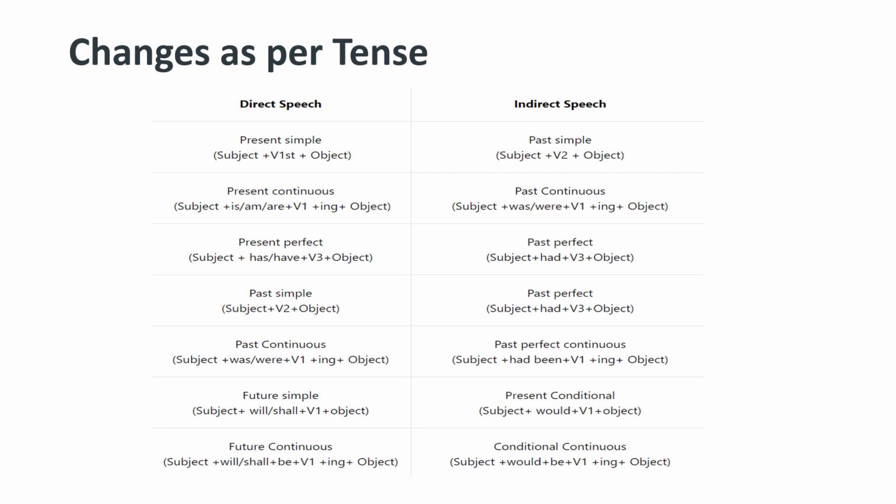Present simple will be changed into simple past. Present continuous will be changed into past continuous. Present perfect will be changed into past perfect. Past simple will be changed into past perfect. Past continuous will change into past perfect continuous. Future simple will change into present conditional. Future continuous will change into conditional continuous. And all the rules, how we can change it, are mentioned in the brackets below.